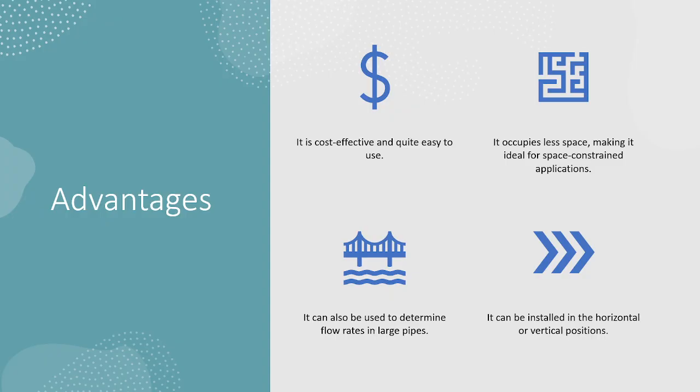So let us get into the advantages. Though there are many, let us take four to make this point. It is cost effective and quite easy to use. It occupies less space, making it ideal for space constrained applications. It can also be used to determine flow rates in large pipes. It can be installed in horizontal or vertical positions.